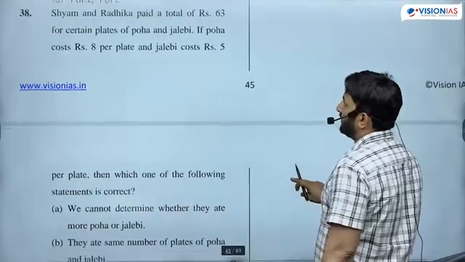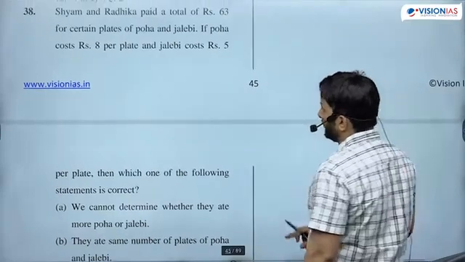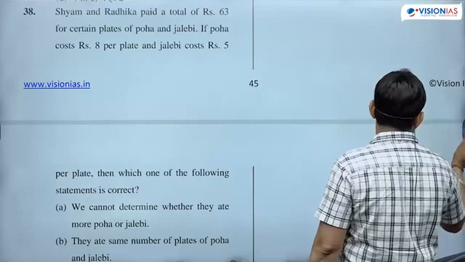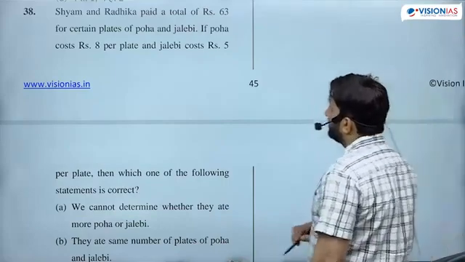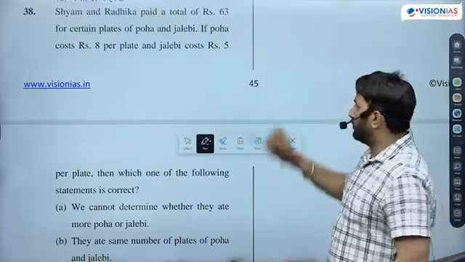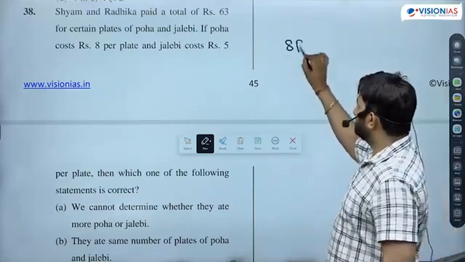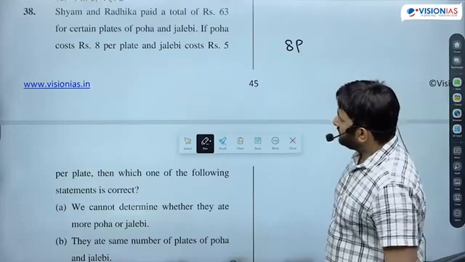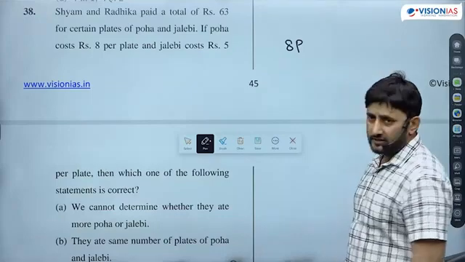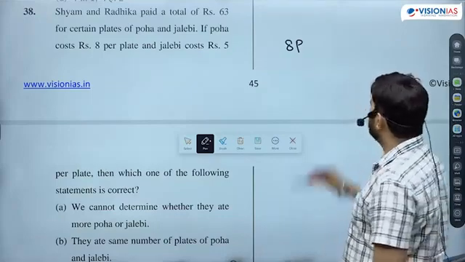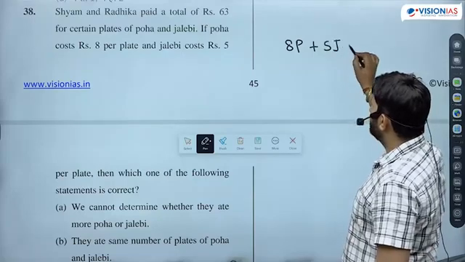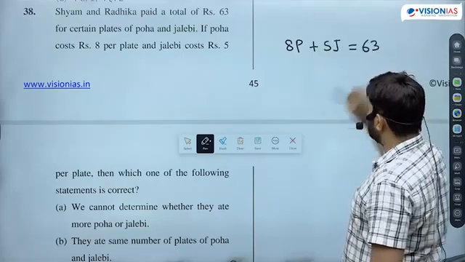Shyam and Radhika paid a total of 63 rupees for a certain number of plates of poha and jalebi. Poha cost 8 rupees. So if there are p plates of poha, cost will be 8p. And a plate of jalebi cost 5 rupees. Let j plates of jalebi be taken. So their cost will be 5j. That is equal to 63 rupees.